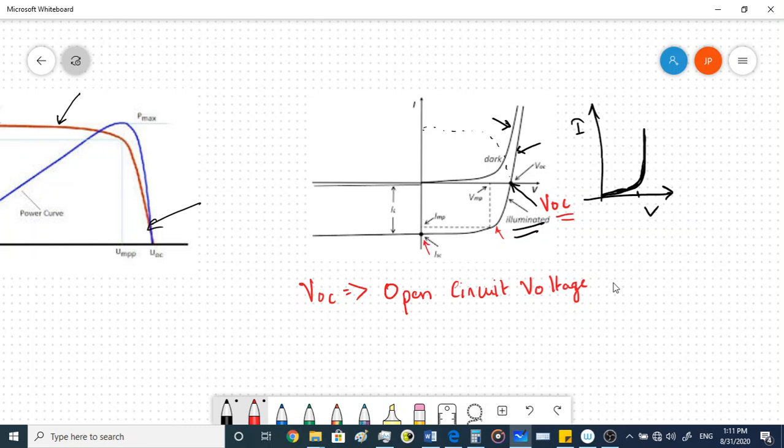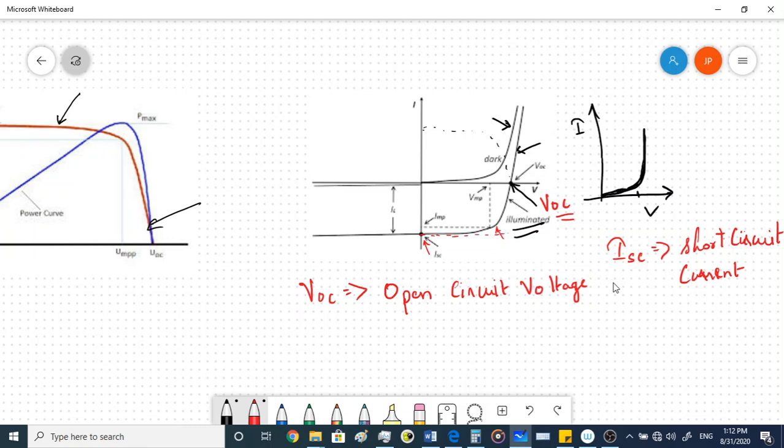Finally you will end up at this point called ISC. ISC is the short circuit current. It means how much current you will get if you short your solar cell, right? So the voltage at this point will be 0, but you will have the maximum current, because of the 0 resistance. Now these are the two main parameters that you have.